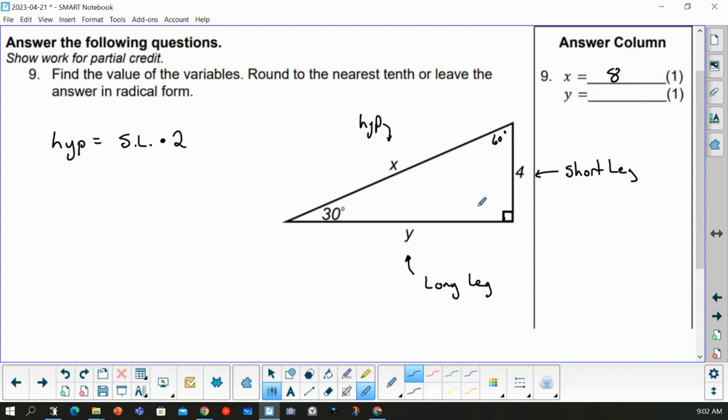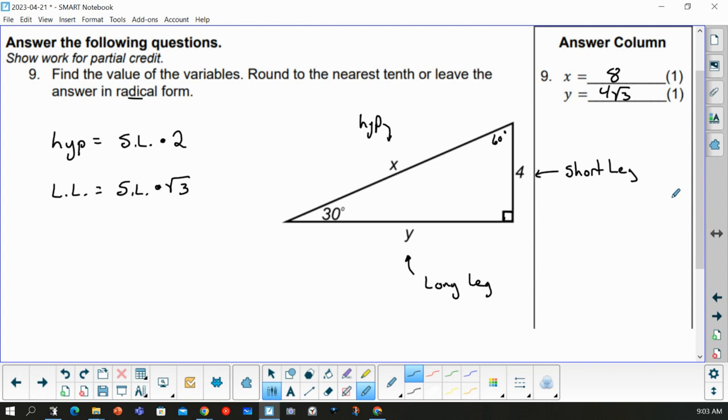Short leg and long leg. If you're trying to find the long leg, it was the short leg times the square root of 3. And you can leave this in radical form. That's the square root symbol as a radical. So I can do 4 times the square root of 3, and I could just write it that way. 4 times the square root of 3. You don't have to change it to a decimal. You don't have to plug it into your calculator. You can leave it just like that.